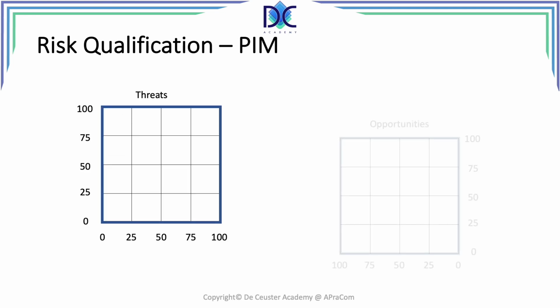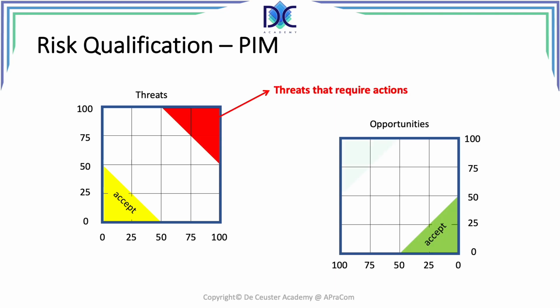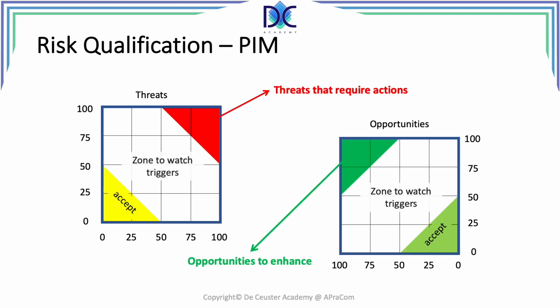When we look at the risk qualification, we are going to put the different elements in these matrices, and we identify basically where do we have to take into account, where do I have to take actions. And for the threats, the red zone means when all the risks which are in this zone, these are the threats that we have to build plans for. In the yellow zone we accept, and in the middle we watch the triggers. We will see what's happening with the risks. Are they moving to the red zone, or are they moving to the yellow zone?